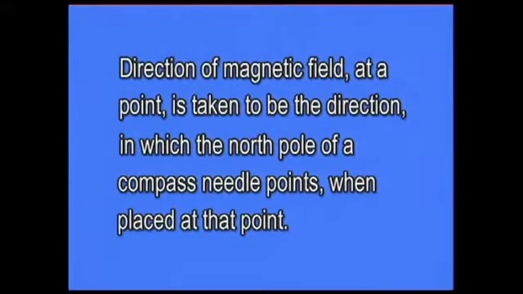But magnetic field is a vector quantity which has both magnitude and direction. So, how do we find the direction of magnetic field? The direction of magnetic field at a point is taken to be the direction in which the north pole of a compass needle points when placed at that point. So, let us try and find the direction of magnetic field lines of this magnet using compass needles.